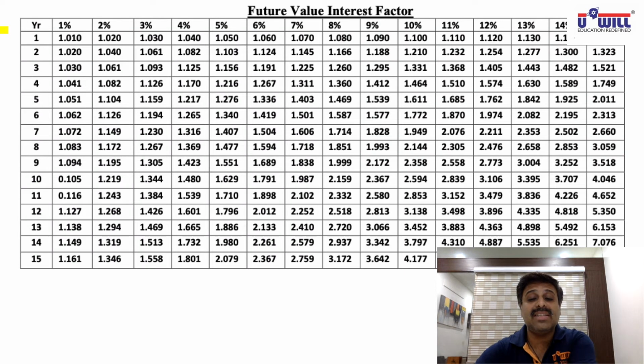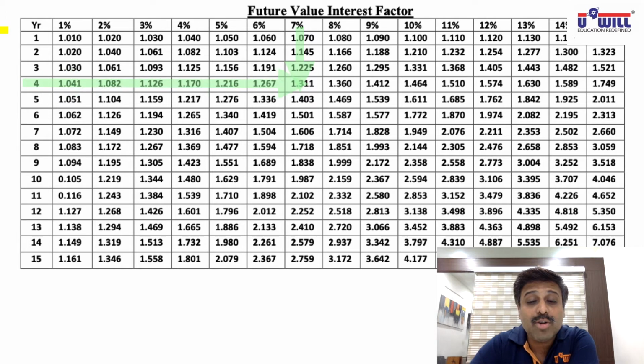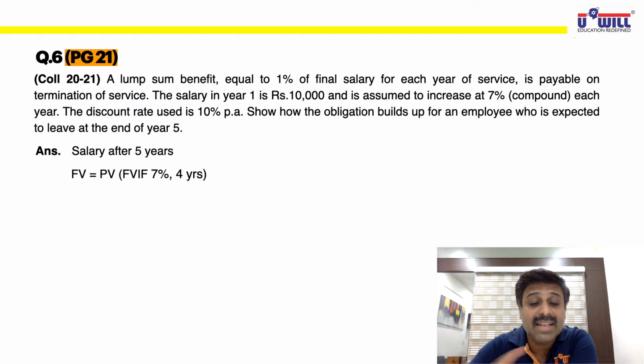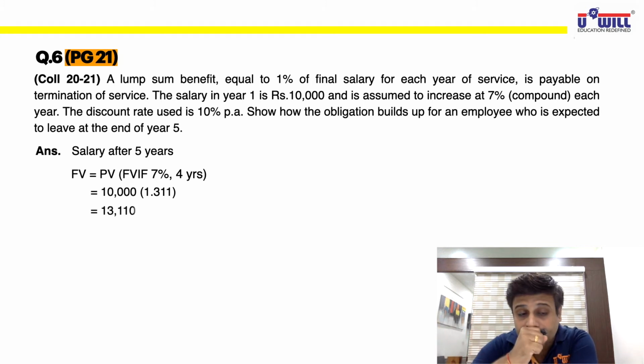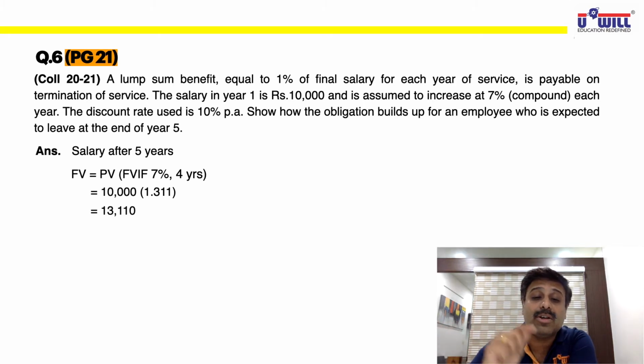See this future value interest factor table, you have to take out the future value interest factor table. You all can see this 7% rate of interest and 4 years. Where do they intersect? 1.311 is the place where they intersect. So what is the future value interest factor? 1.311. We'll take that factor into consideration. What is the present value? 10,000. And what is the future value interest factor at 7% for 4 years? 1.311. Means what will be the salary of the person after 5 years? 13,110. 10,000 into 1.311, 13,110.